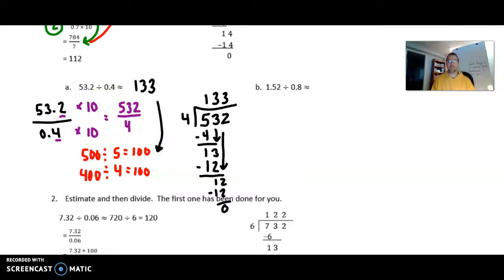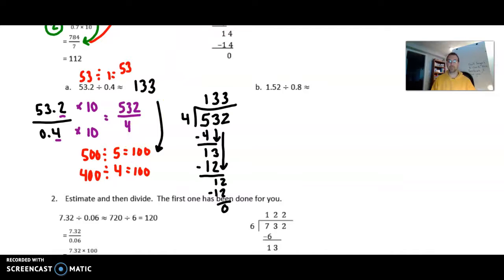Now, if we did it a different way and you said, well, 4/10 is close to 1, and you did this one and said this rounds to 53, then we're having an answer of 53. Not as reasonable, right? So make sure that you set the problem up first before you go ahead and estimate.